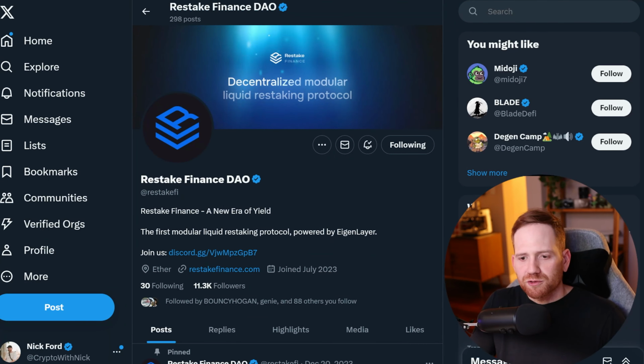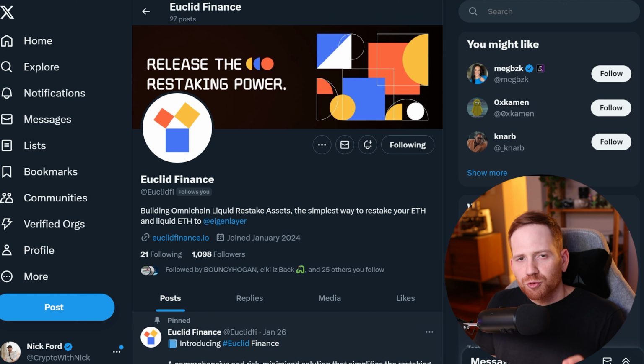I'm extremely bullish on Restake. I hold it in my own portfolio, and I'm also looking forward to this project, Euclid Finance, which is set to launch, I believe, in a few weeks, and it doesn't yet have a token. And so, be sure to pay attention to these projects.